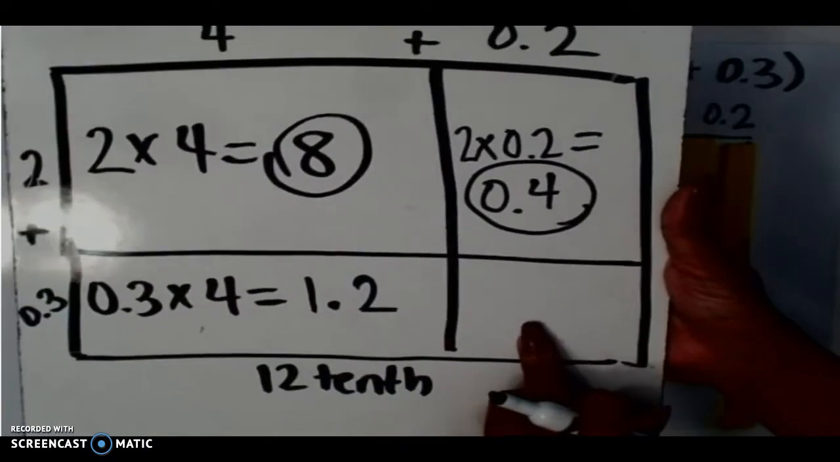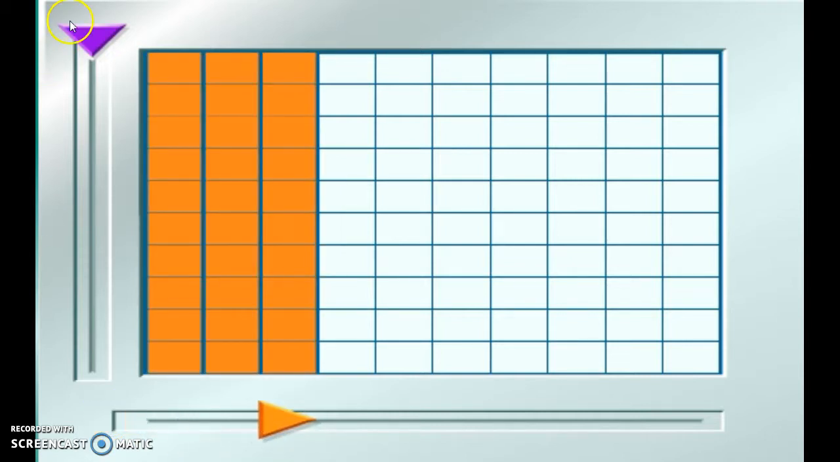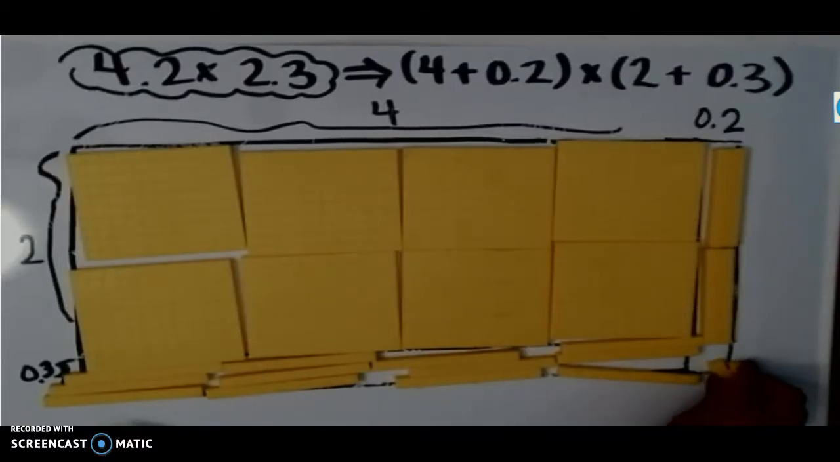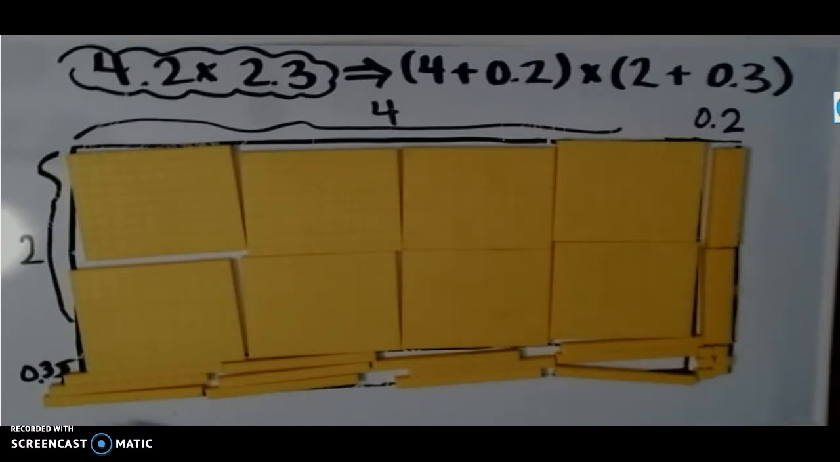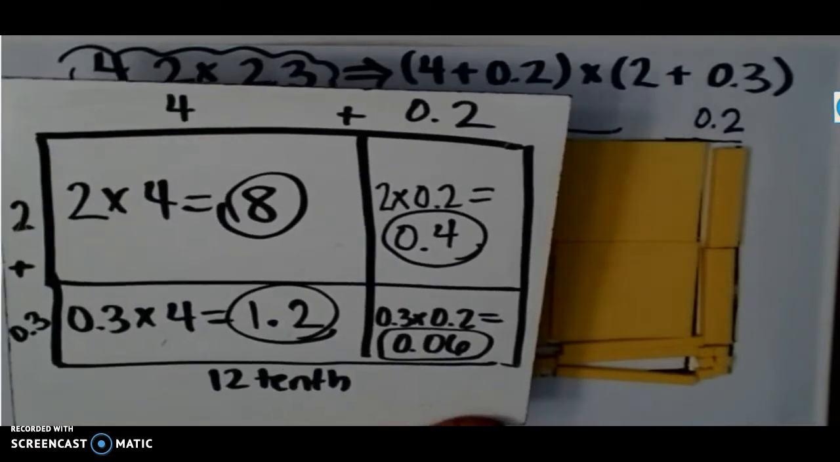And then this last block, we have 3/10 times 2/10. So let's look at that. I can use this grid to show what 3/10 times 2/10 looks like. Once I multiply 3/10 times 2/10, the overlapping part shows the product. So that's a total of 1, 2, 3, 4, 5, 6 hundredths, which is how I represented it using my base 10 blocks. Remember, I had 6 hundredths. So 3/10 times 2/10 equals 6 hundredths.